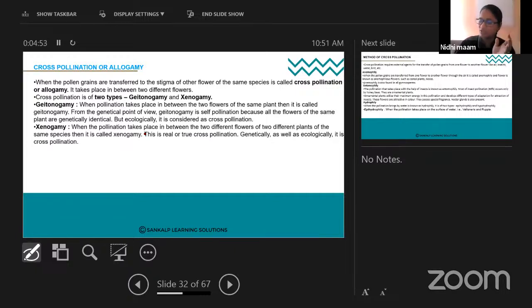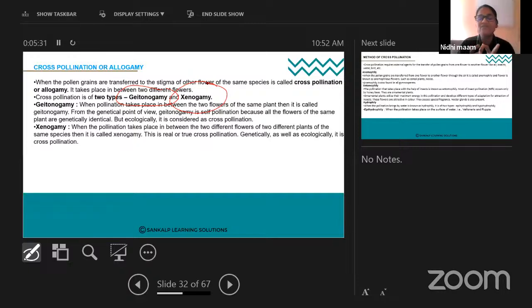In cross pollination, we have two types. The first one is geitonogamy. The second one is xenogamy. I already explained it to you. Geitonogamy means when pollination takes place between two flowers of the same plant. So from the genetical point of view, diversity, variations, differences from generation to generation are not seen much. In what? In geitonogamy. Right. Then in xenogamy, pollination takes place between two flowers of different plants.